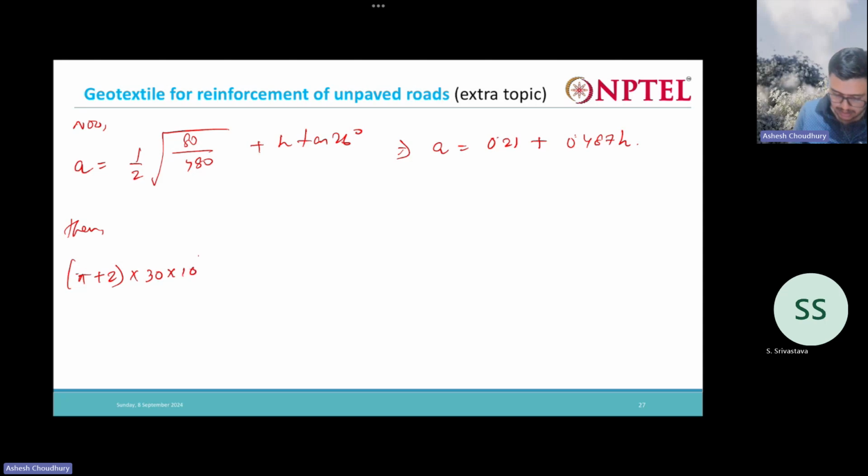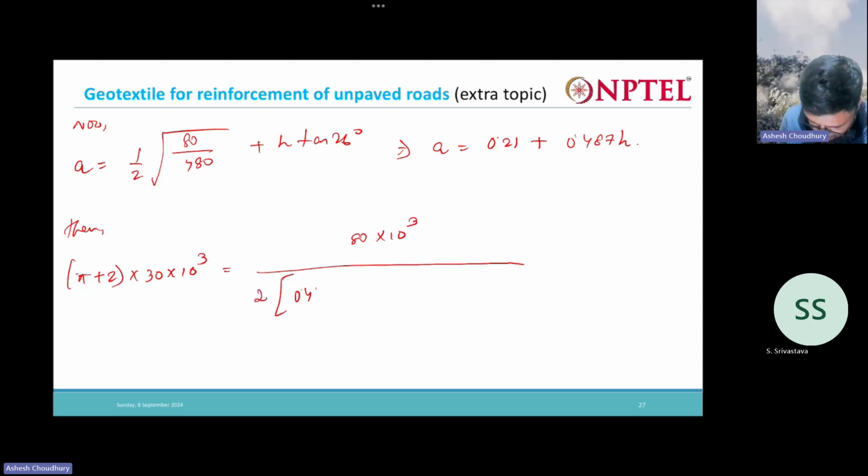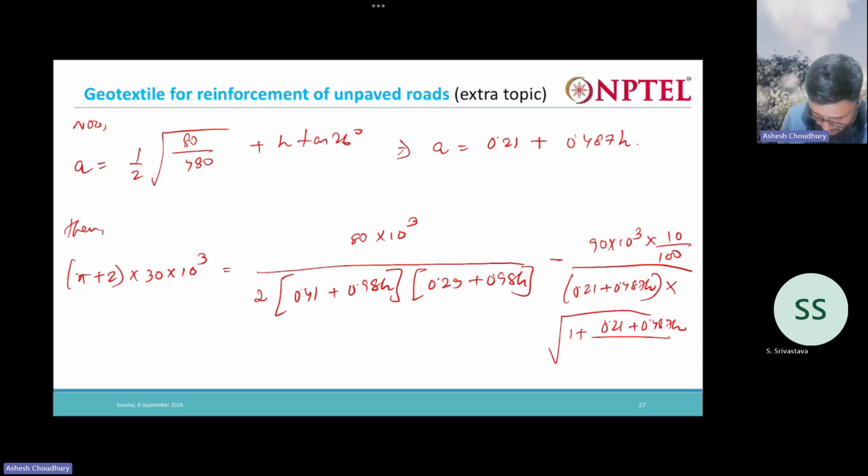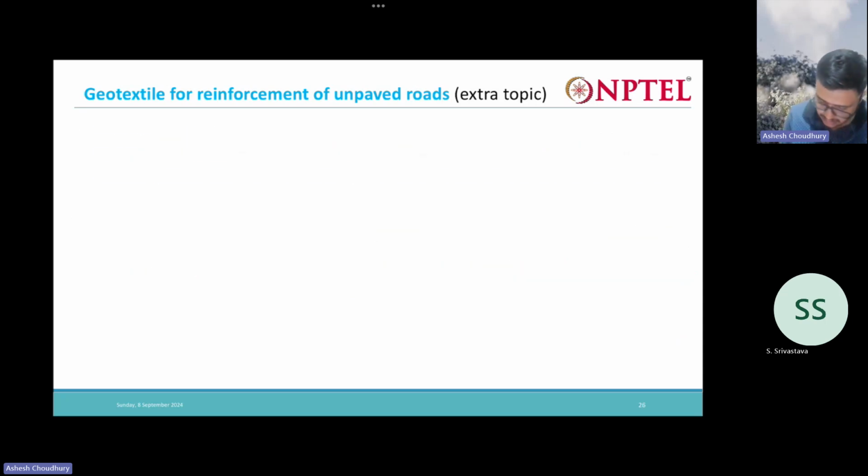Then P plus 2c, right? c is 10 to the power 3, in pascals I am writing, this is 80 into 10 to the power 3, 2.41 plus 0.98h over 0.29 plus 0.98h minus, just put all the values, times 1 plus 0.21 squared.